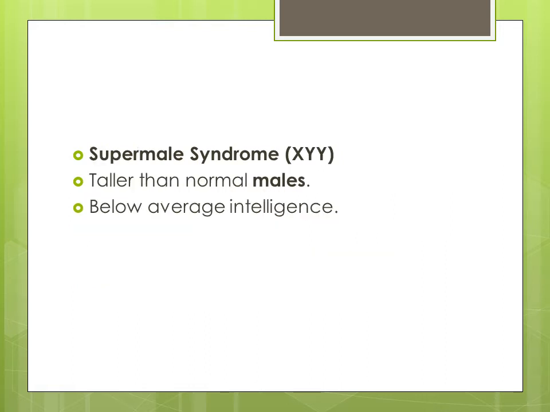Next, we have the super male syndrome. In here, we have the XYY chromosome. Instead of just XY, they have an extra or another Y at the end. So they are males as well. They are taller than normal males. They have below average intelligence. Sometimes these are the ones who you can see that are very tall men, but their intelligence is poor. So that is super male syndrome, or XYY.